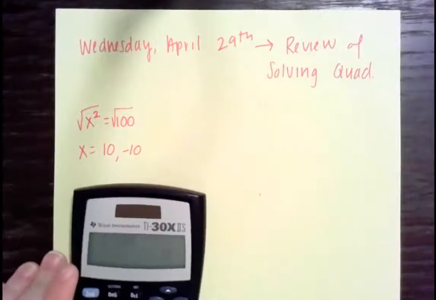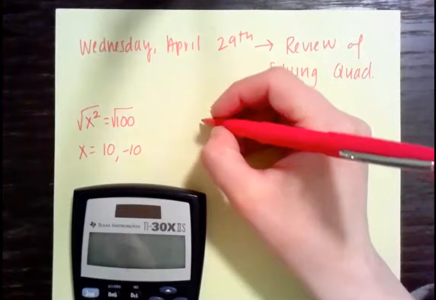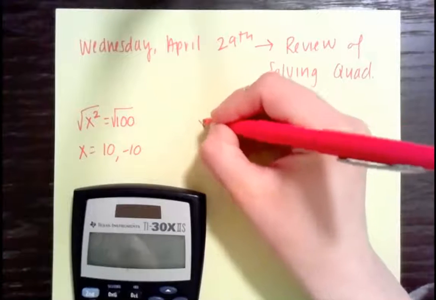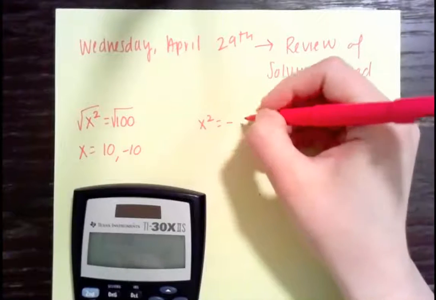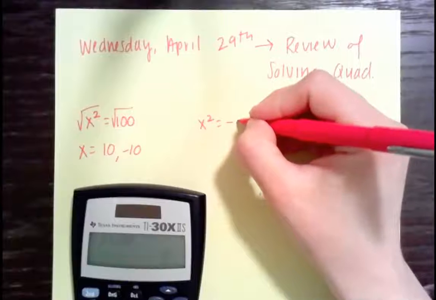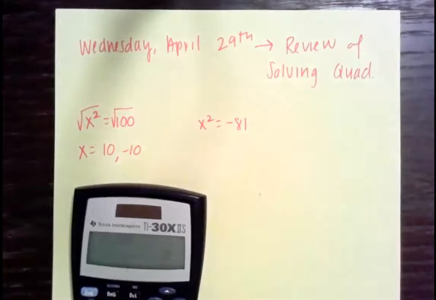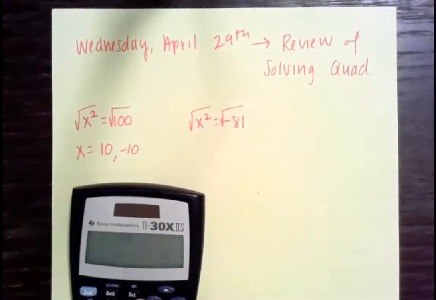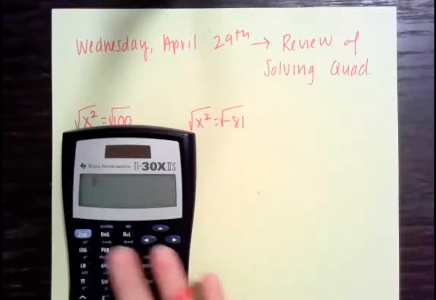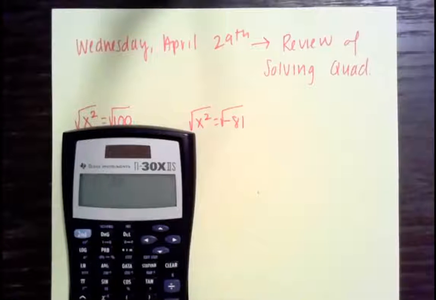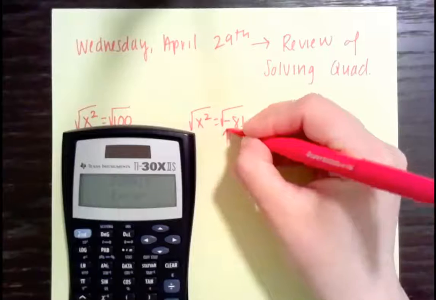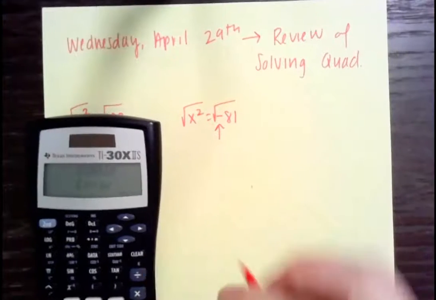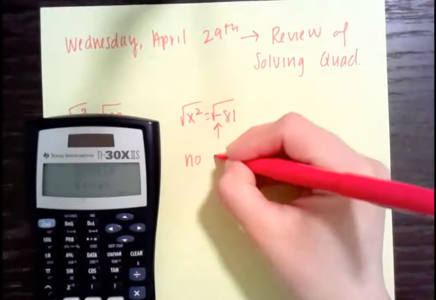Okay, what if we had x squared equals -81. Okay, so again, take the square root. Now in my little calculator here, I'm going to take the square root of -81. Oh, do you guys see that? It says domain error. So remember, you can't take the square root of a negative number, so this would be no solution.